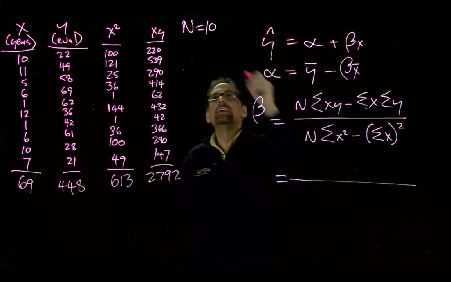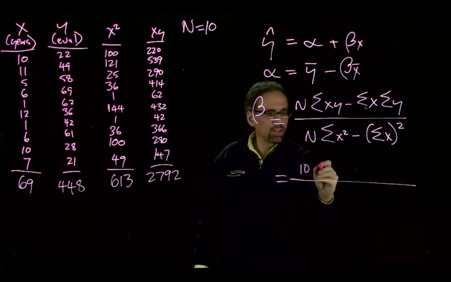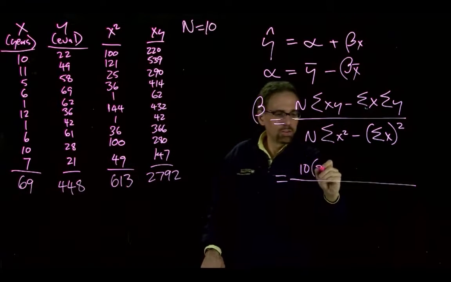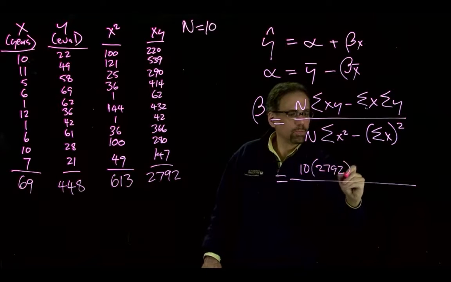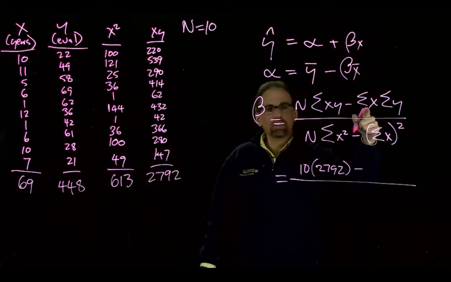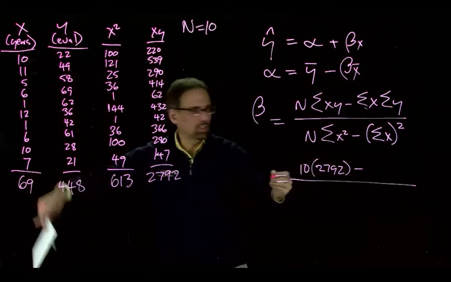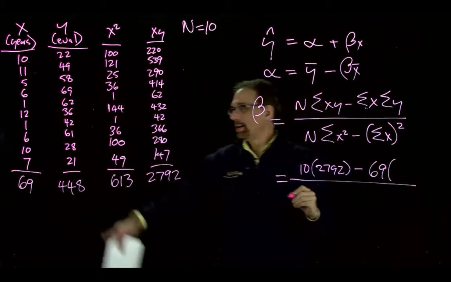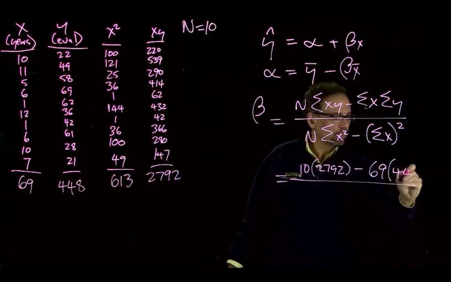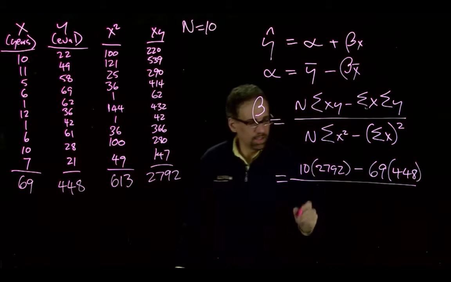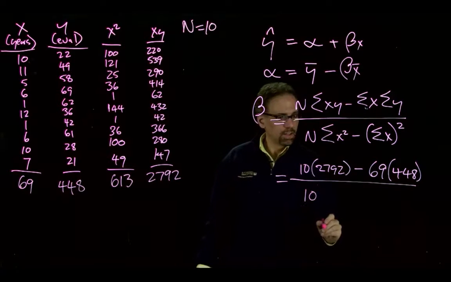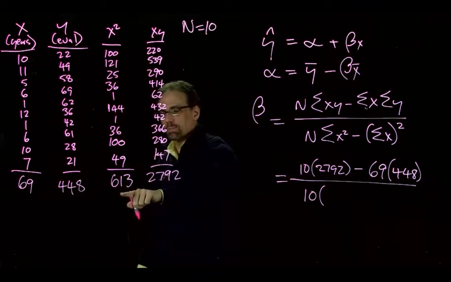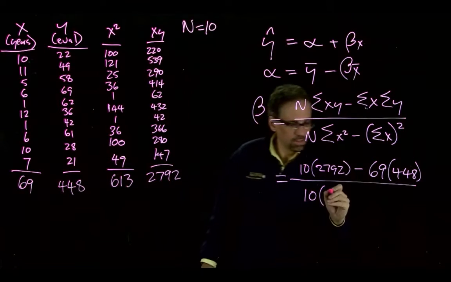Okay, so n is 10. So 10 times the sum of x times y. The sum of x times y is 2,792. And then I'm going to subtract the sum of x times the sum of y. So 69 times 448. And then I've got n again down here, 10 times the sum of the x squared. So that's this number here, 613.